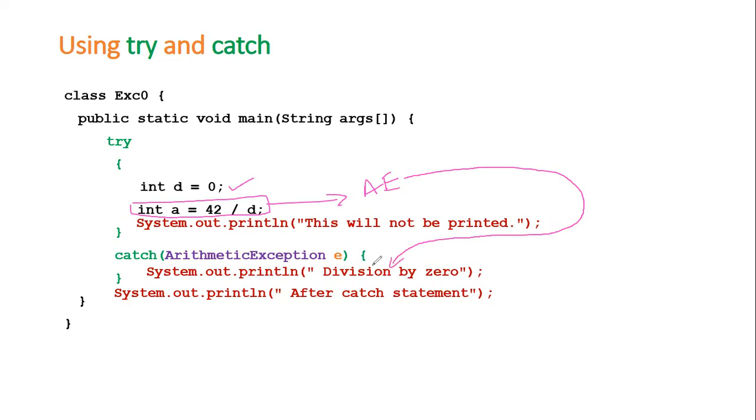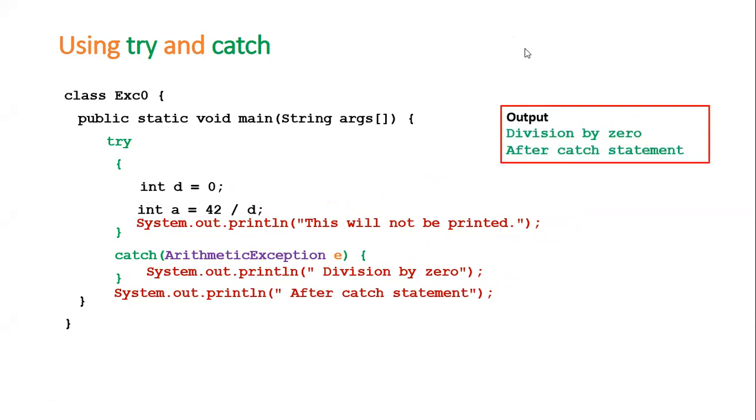Inside the catch block, what's the first statement I have written? System.out.println division by 0. So this statement will be executed, and therefore I'll get division by 0. After executing all the statements inside my catch block, which begins here and ends here, the control goes to the next statement after the catch block. That is the after catch statement. So when I run this program, I'll get the following output. The most important thing you should observe here is that after the exception, this statement is throwing an exception.